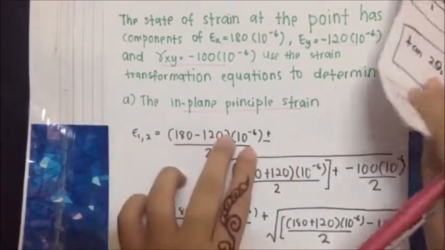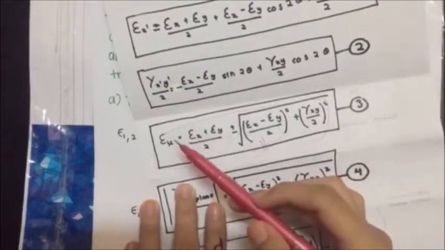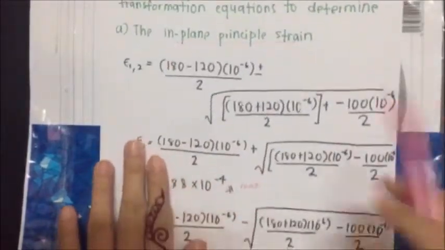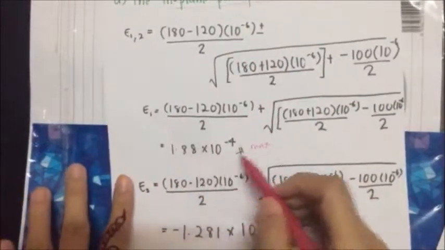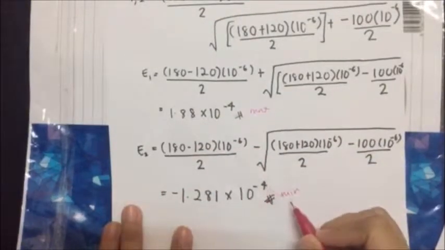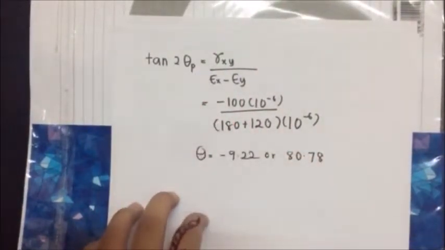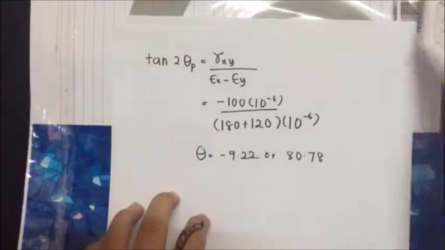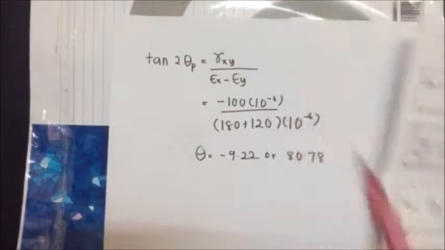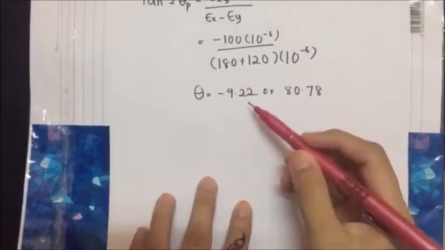The in-plane principal strain, by looking at the keyword in-plane principal strain, we must use this equation to get the normal strain at 1 and 2. Just substitute the values and we get E1, which is positive, which states the maximum normal strain, and E2 negative, which states the minimum normal strain. To complete the answer, we must find the angle for the normal strain. By using this formula, substitute the values given from the question and you will get the angle, which is negative 9.22.